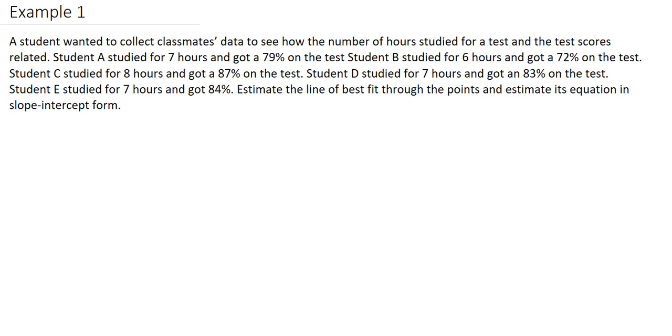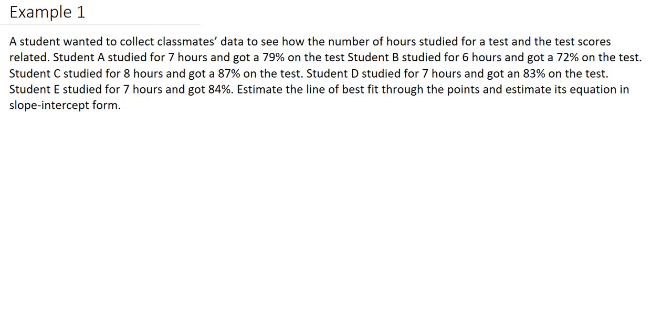Example 1. A student wanted to collect classmates' data to see how the number of hours studied for a test and the test score are related. Student A studied for 7 hours and got a 79% on the test. Student B studied for 6 hours and got a 72%. Student C studied for 8 hours and got an 87%. Student D studied for 7 hours and got an 83%. And student E studied for 7 hours and got an 84%.